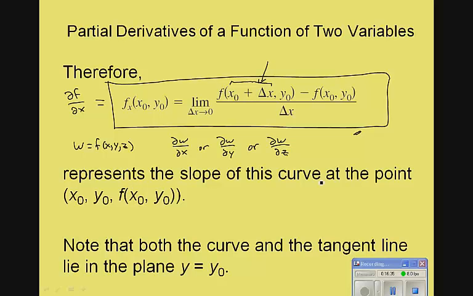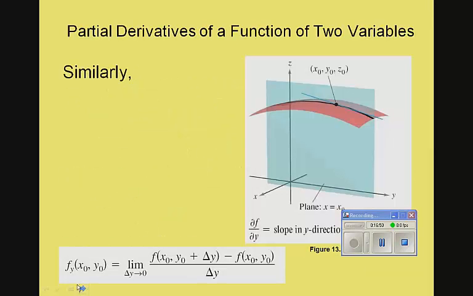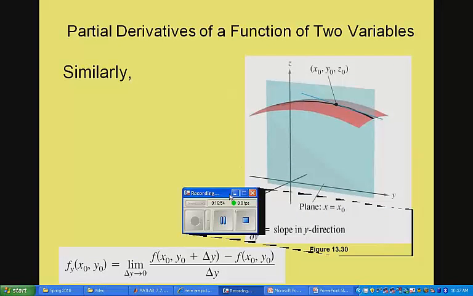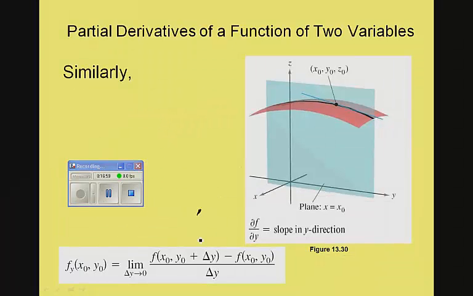It says it represents the slope of this curve at the point x naught, y naught, f of x naught, y naught. Remember, that's z. Notice that both the curve and the tangent line lie in the... Yeah, okay, we already said that. Let's get out of here. I did include it, after all. You could do this. Well, no, this is df dy, right? Same idea, different direction.